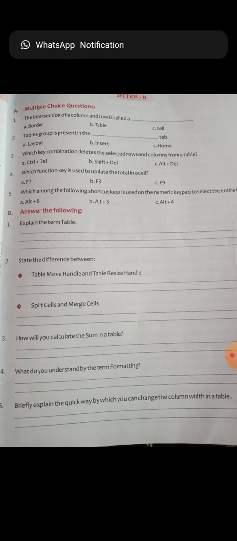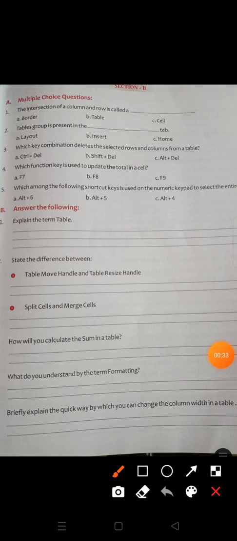So the first MCQ is: the intersection of a column and row is called. If you remember, while explaining tables, I explained that wherever a row and column intersect, they form a cell. So the right answer is cell. Next question: the table group is present in which tab? It is present on the Insert tab.